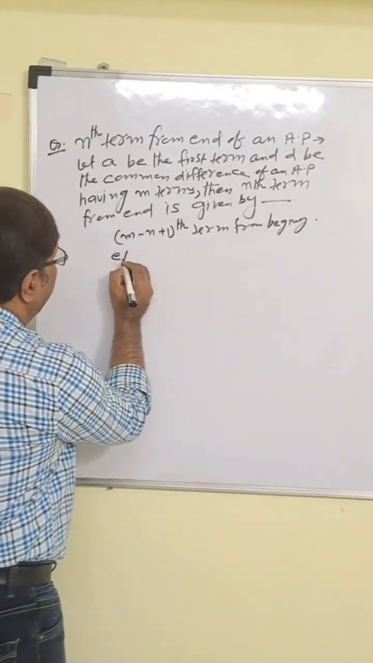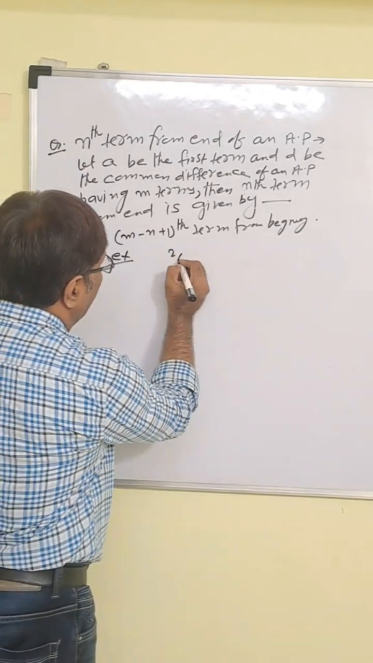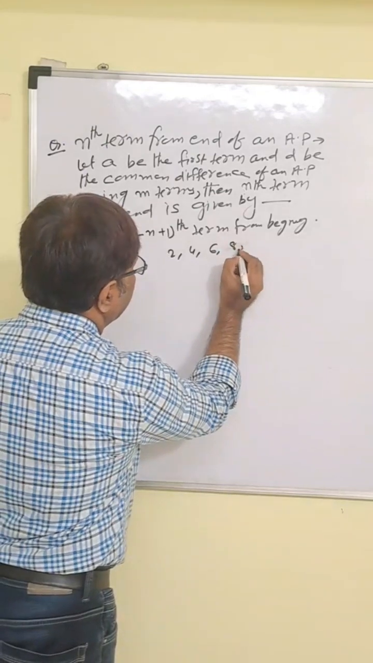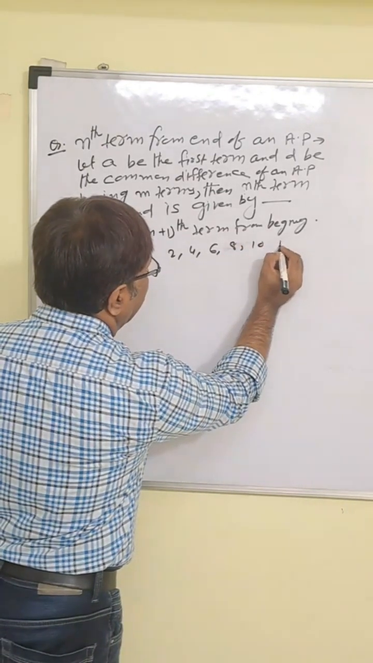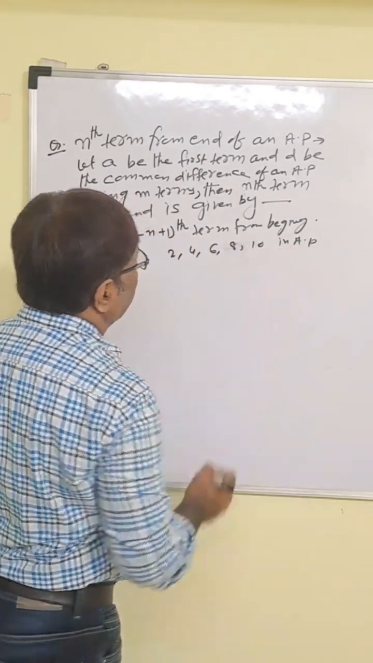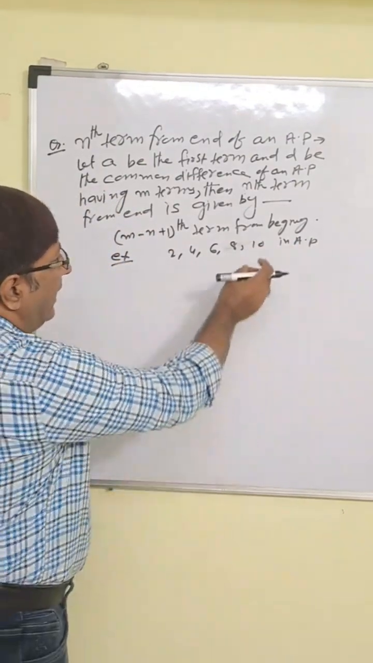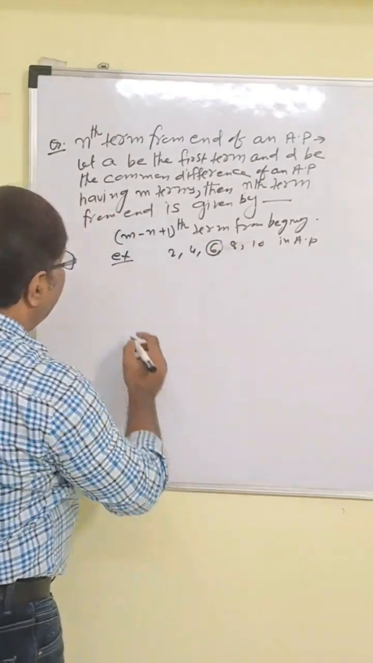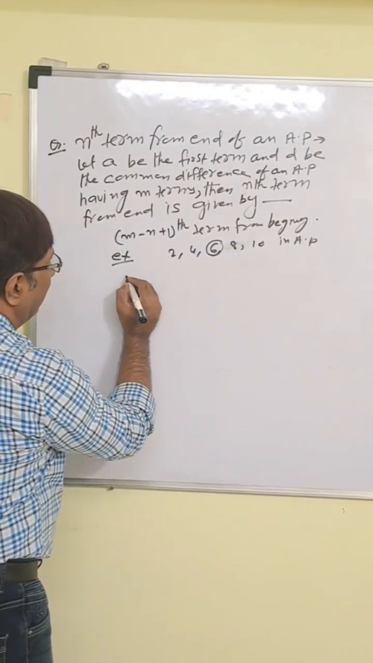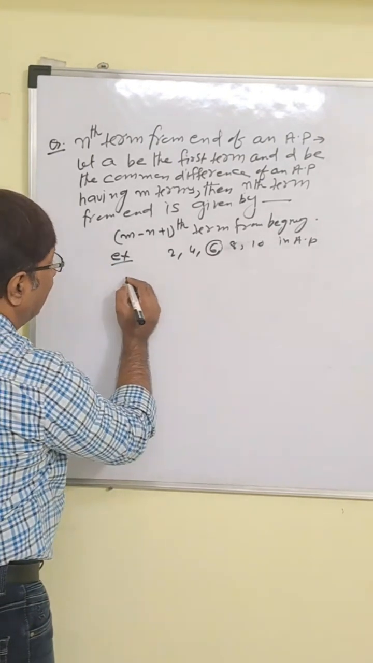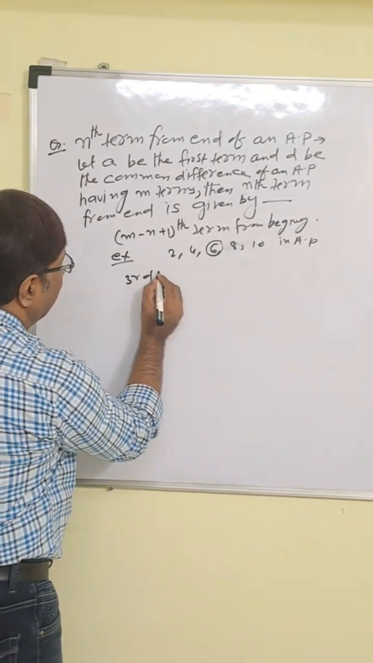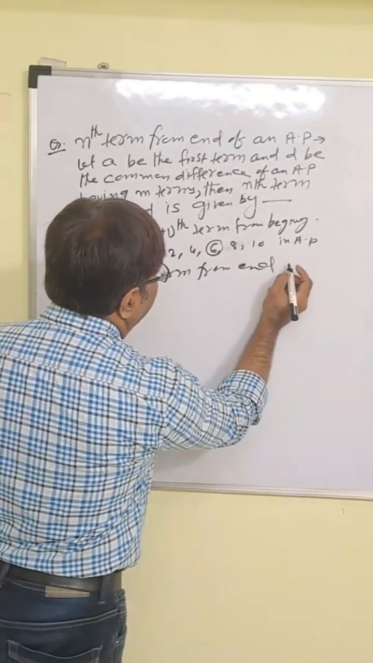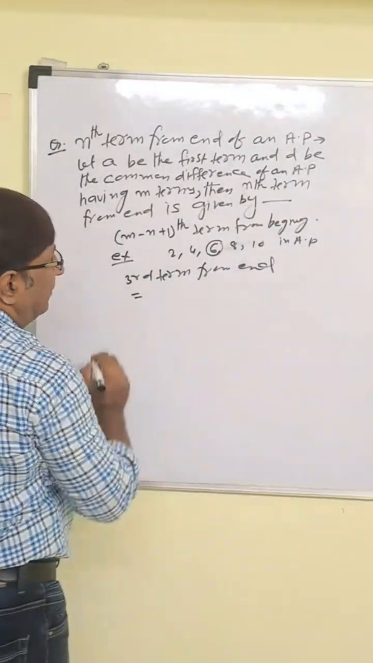See one example. Suppose it is given 2, 4, 6, 8, 10 is in AP. So from the last, 1, 2, 3. If we are finding the last term, that means what? The third term from the end. So this is the third term from the end.